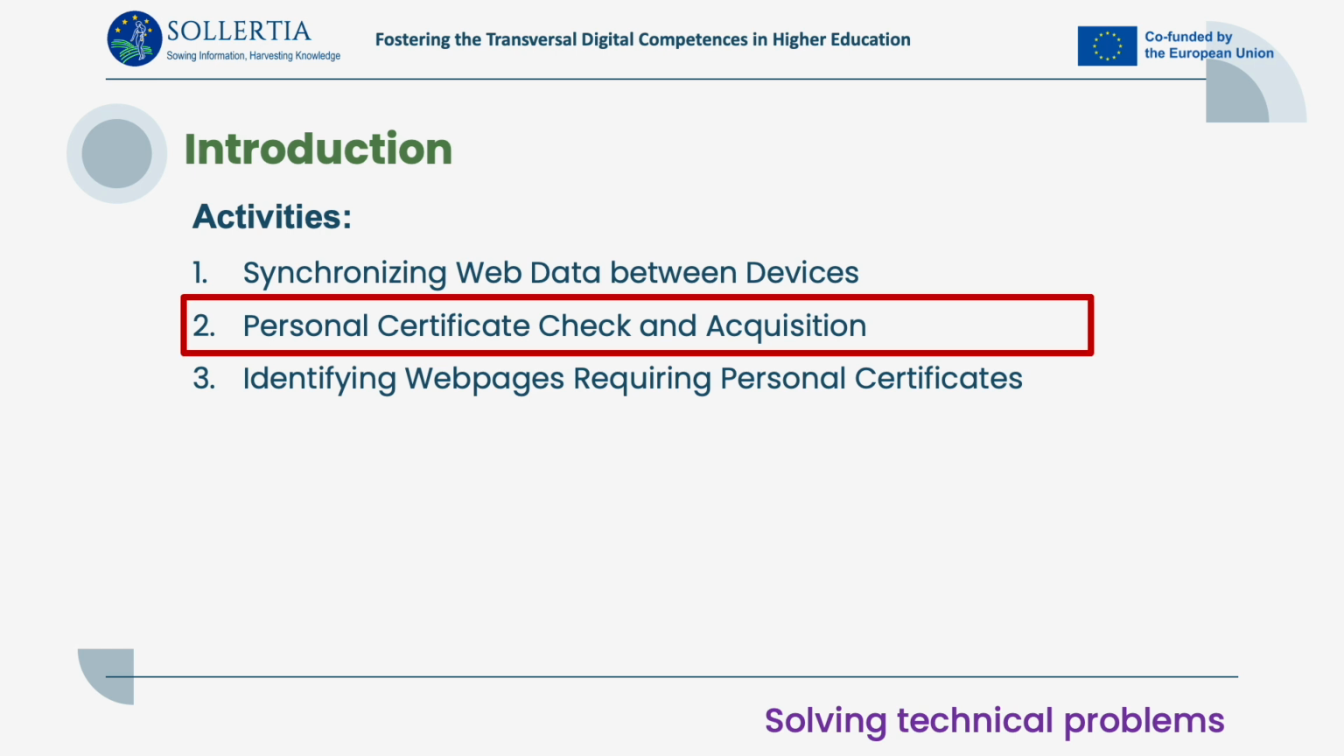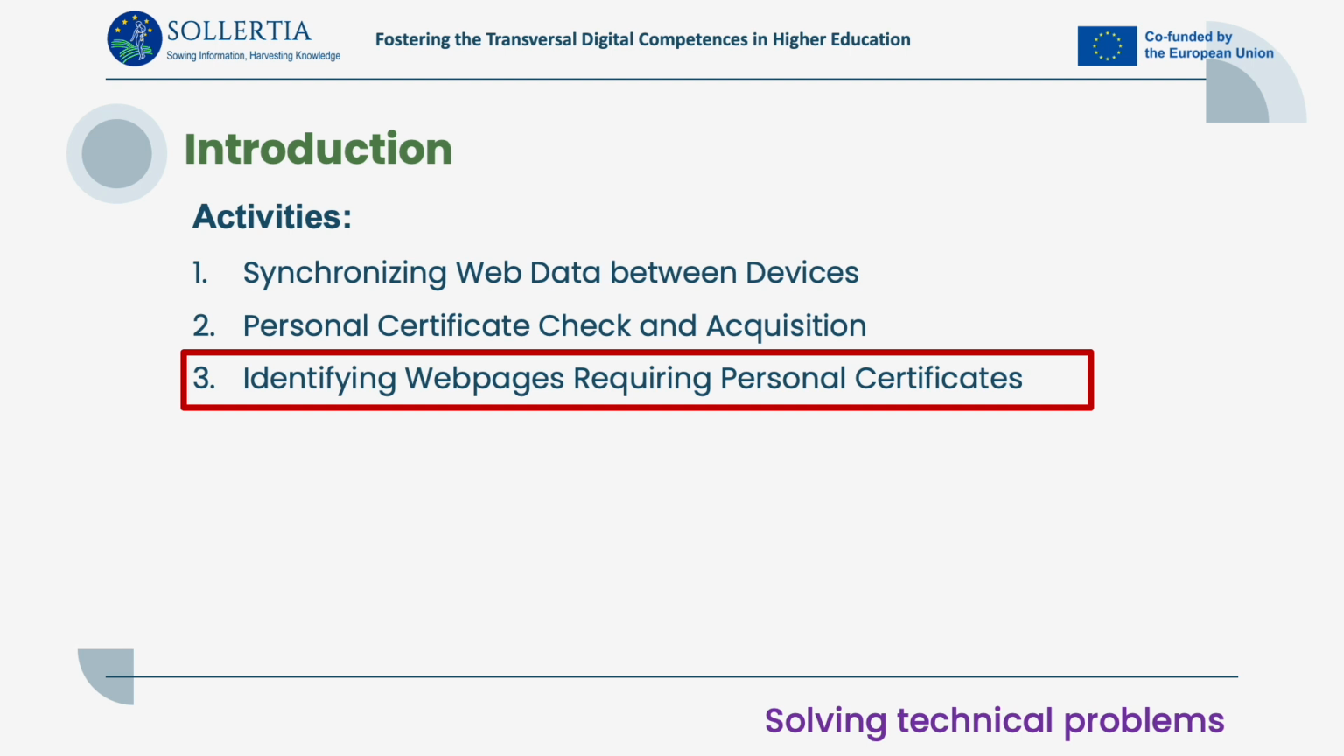We will then continue with personal certificate check and acquisition. The objective of this activity is to verify the possession and synchronization of a personal certificate across multiple devices, or find information on obtaining a personal certificate. Finish with identifying web pages requiring personal certificates. The objective of this activity is to identify web pages or services in the user's country that necessitate the use of personal certificates, assess personal usage, and consider adopting new services.